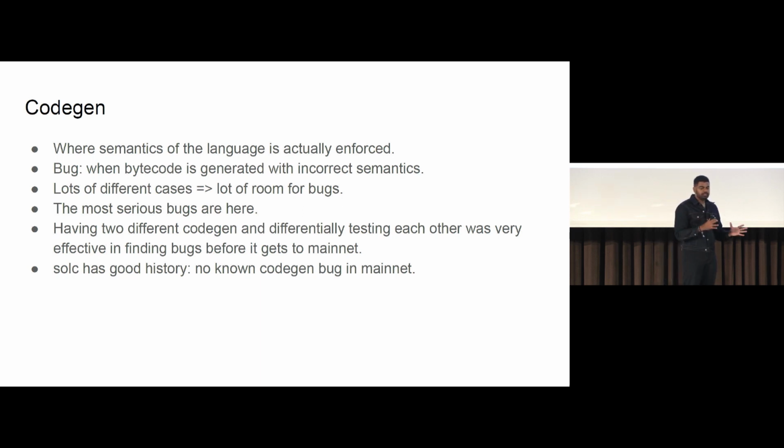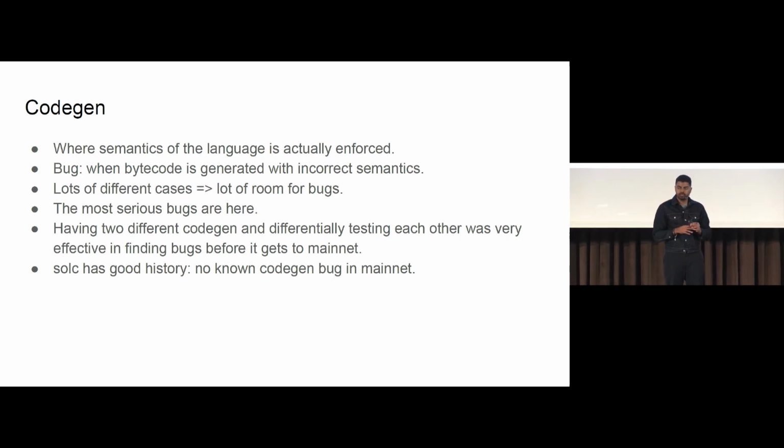So CodeGen, as I mentioned, is where the semantics of the language are actually enforced. It's a lot, so there is a lot of room for mistakes. And you have a bug when the bytecode is generated with incorrect semantics. There are a lot of different edge cases in the semantics, and because of that, there is a lot of room for bugs. These are by far the most serious bugs a compiler can have.